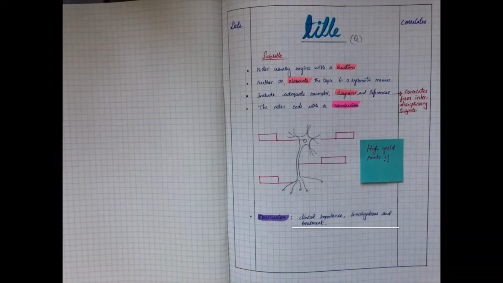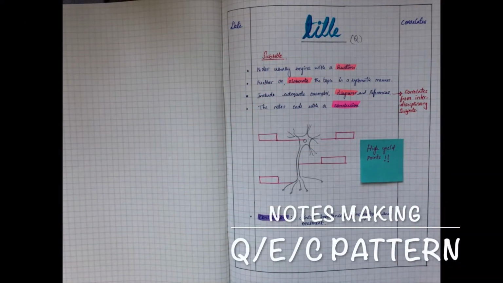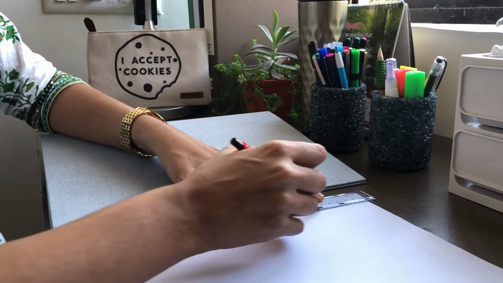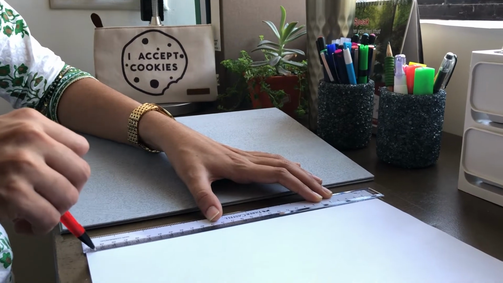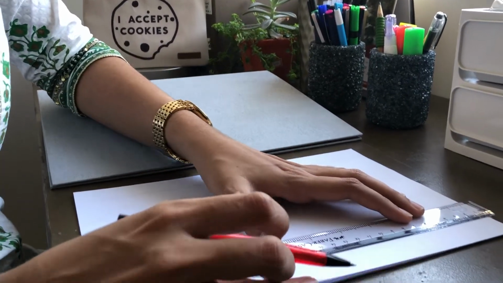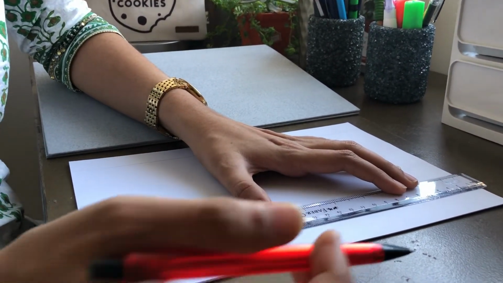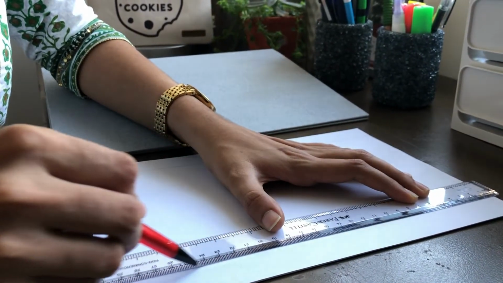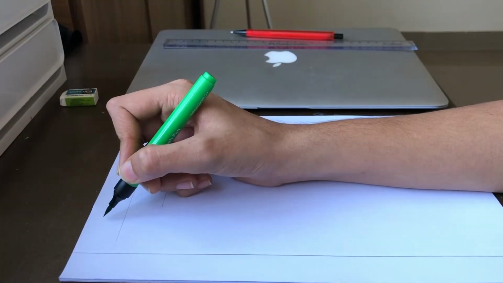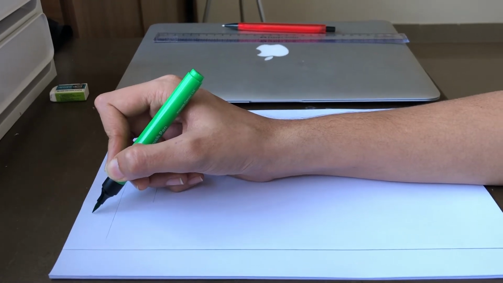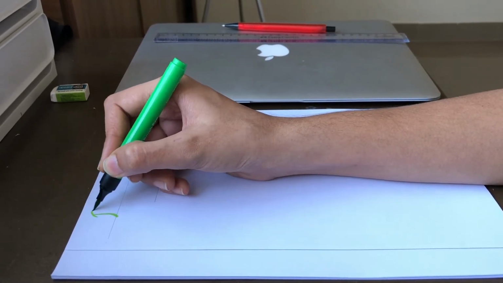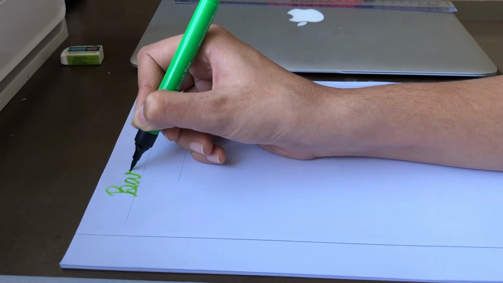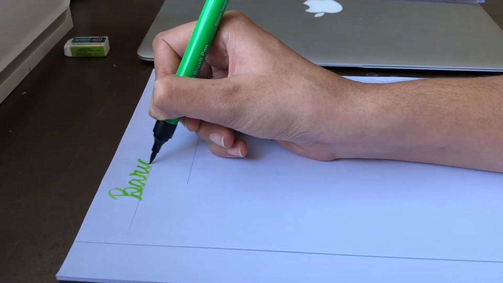Now to the page layout. I would suggest having double margins for your notes. The left margin is for the date, bullets and numbering, while the right margin is for the correlates, which are integrating points from interdisciplinary subjects. I follow the QEC pattern, that is, question, explanation and conclusion pattern of notes making, wherein the notes begins with a question. That could be the title itself.